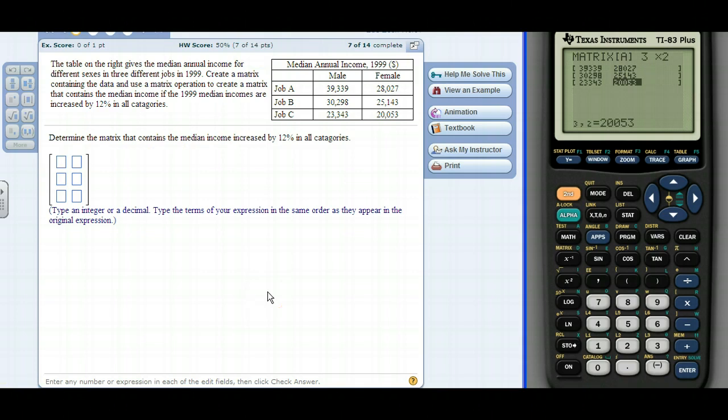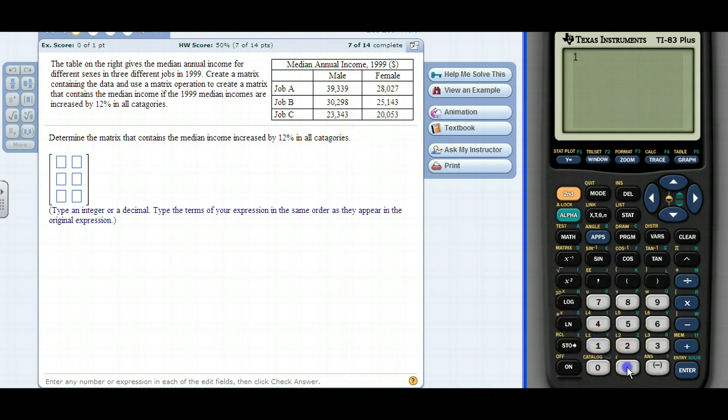Alright, so in this problem we're wanting to take these median annual incomes from 1999 and determine the matrices. The median annual income increased by 12%. So these incomes went up by 12%. We want to come up with what that new median income would be. An increase by 12% means we multiply by 1.12. The 1 means the part that stayed the same, plus 0.12, 12% of all these values. So 1.12 is 1 plus 0.12, meaning we took the original values and added the 12%.